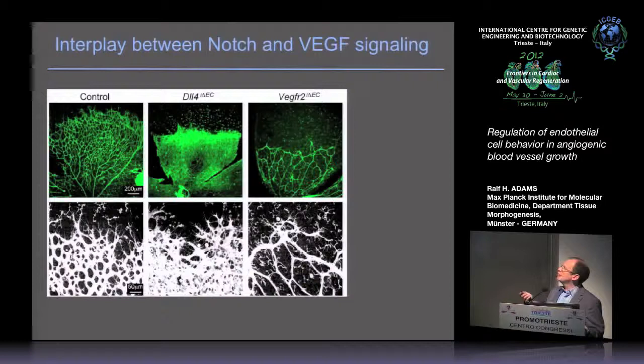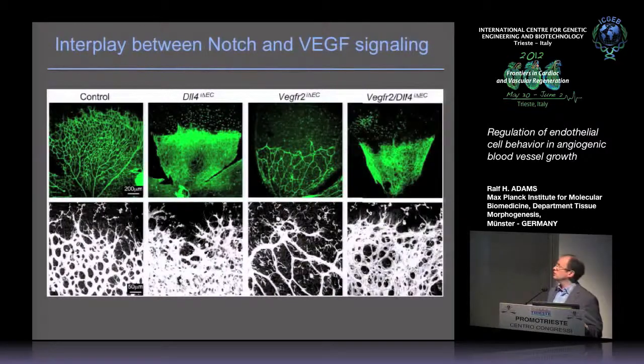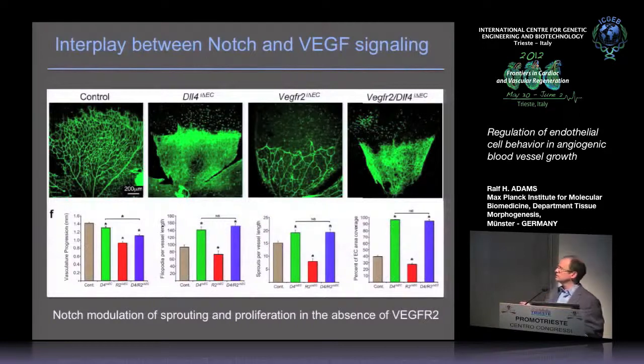And the question was now, what happens if we combine those two mutations? If Notch is really upstream of VEGF receptor 2, it shouldn't matter anymore. If you don't have VEGF receptor 2, you cannot get angiogenic growth. But very much to our surprise, if we generate VEGF receptor 2 and delta-like 4 double mutants, and we also validated that really both genes were effectively targeted in the endothelium, you get strong angiogenic growth even in the absence of VEGF receptor 2. And that was really a big surprise, clearly not what we had expected. And that's the quantitation of this data.